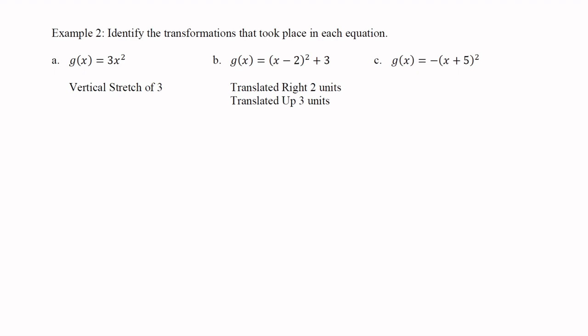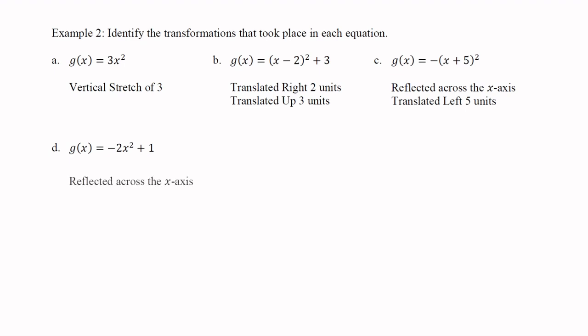For c, we have a negative out in front, telling us we're reflected across the x-axis. And we have a plus 5 inside the parentheses, so that's a negative 5 for our h value, meaning that we translated left 5 units. For d, we have a negative sign leading, so we're reflected across the x-axis. We have a plus 1 on the end, so that means we are translated up by 1 unit.